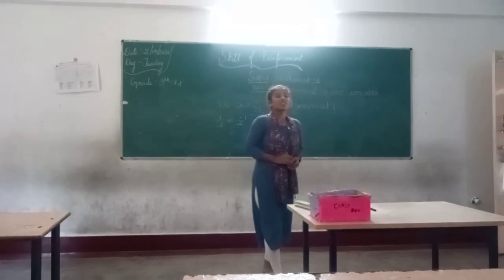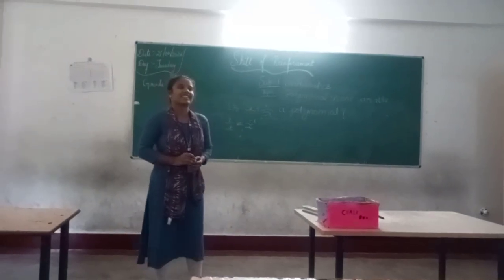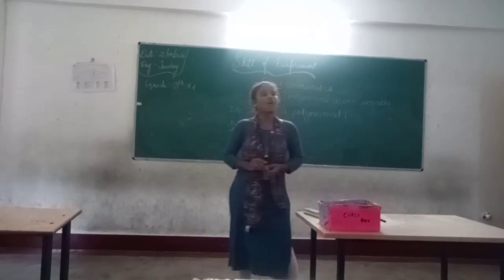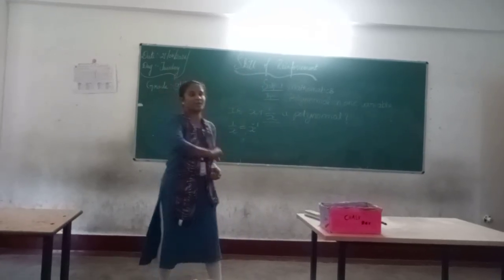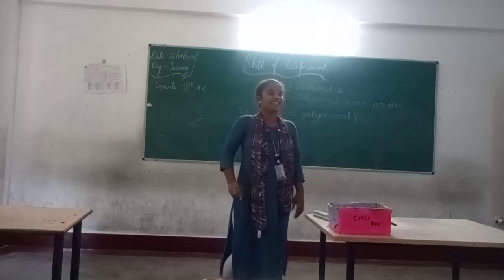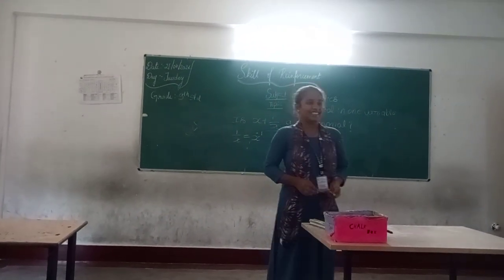Give an example of monomial, Padma. 3x plus 1. Two terms are written. Polynomial having only one term is a monomial. 5x. Okay, it's okay. Good.